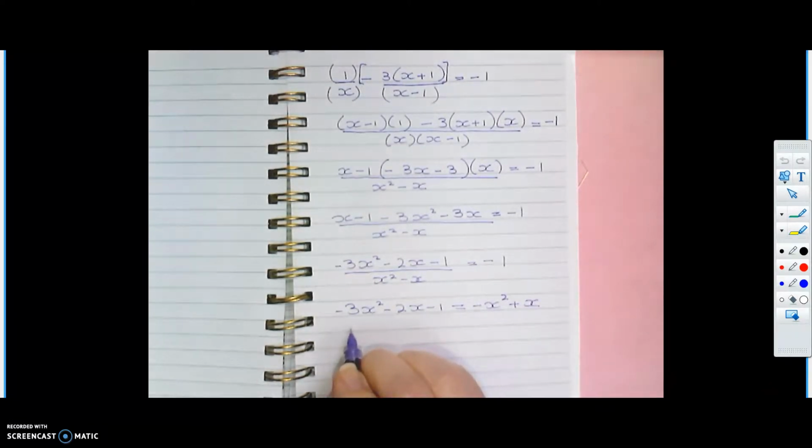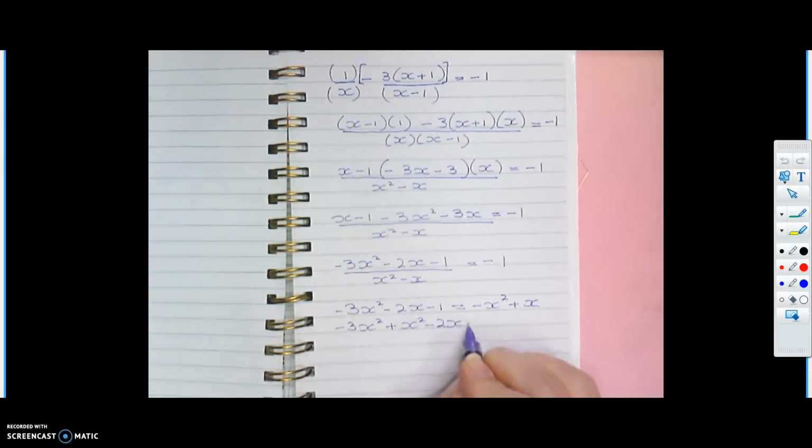Tidying it up, I get minus 3x squared plus x squared minus 2x minus x minus 1 equals 0. So what I did was I brought this minus x squared over, it became plus x squared. I brought this plus x over, it became minus x. Tidying it up, I have minus 3x squared plus x squared, so I'm getting a minus 2x squared. This and this, I'm getting a minus 3x, and I have a minus 1 equals 0.